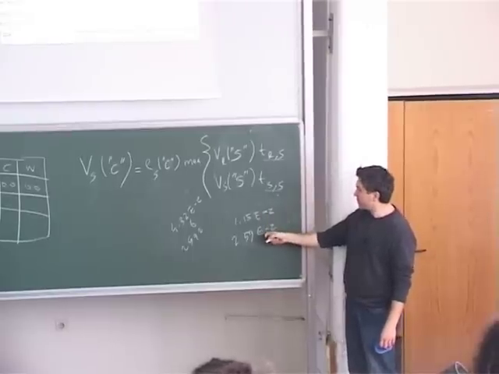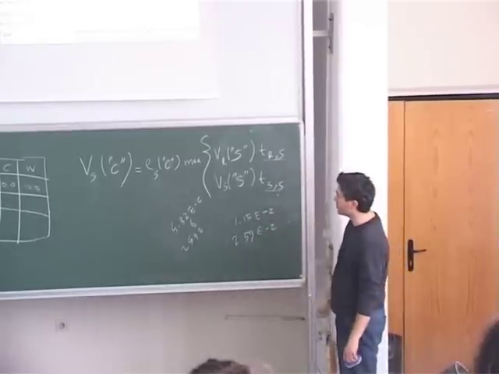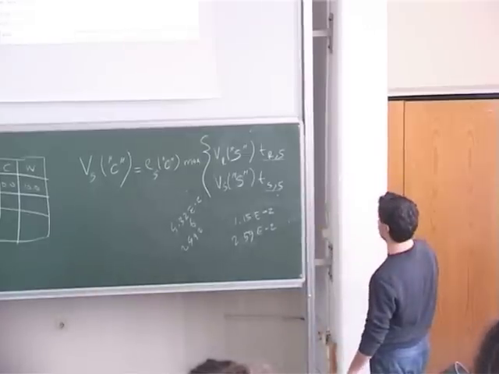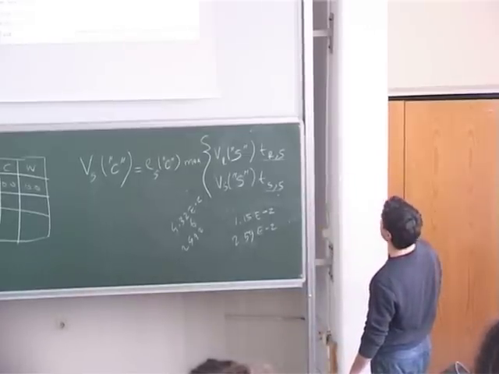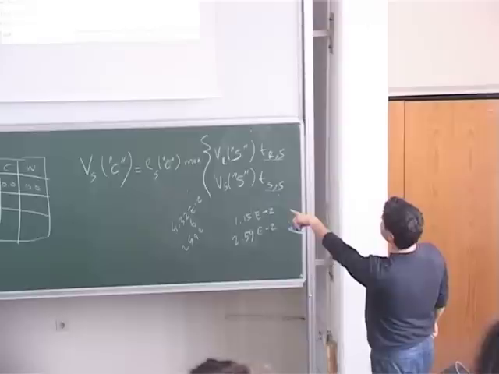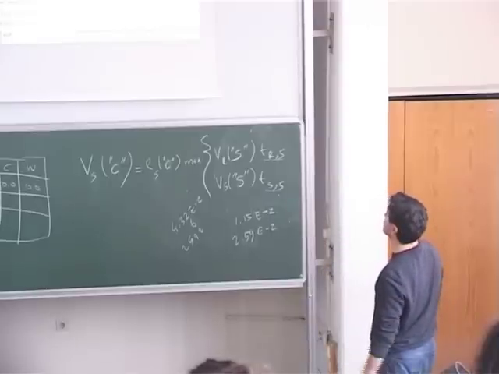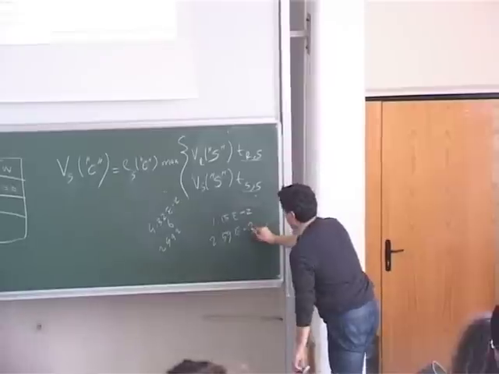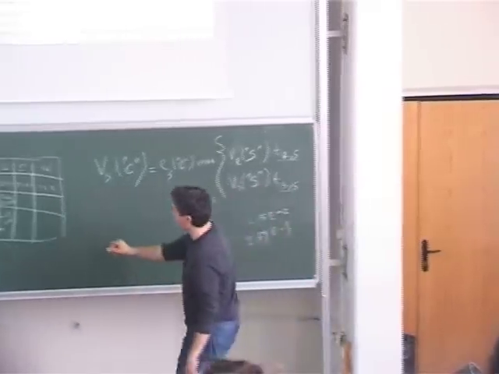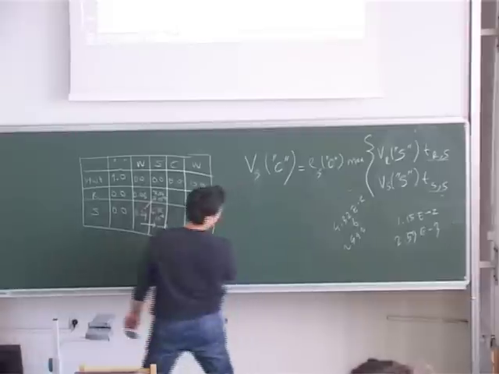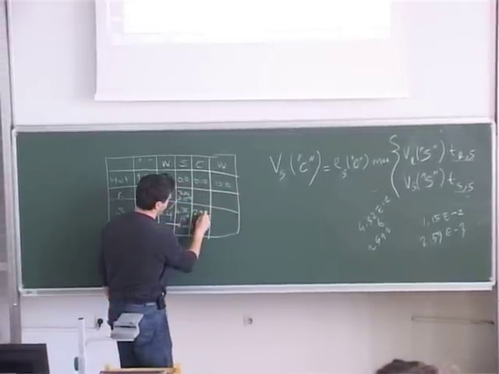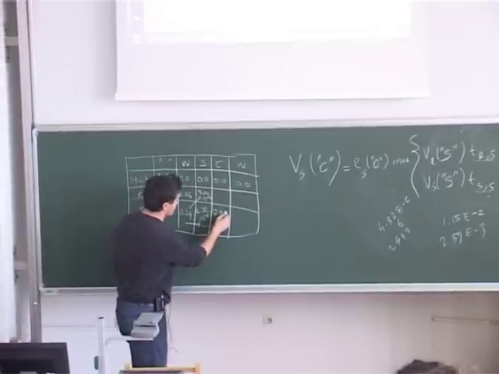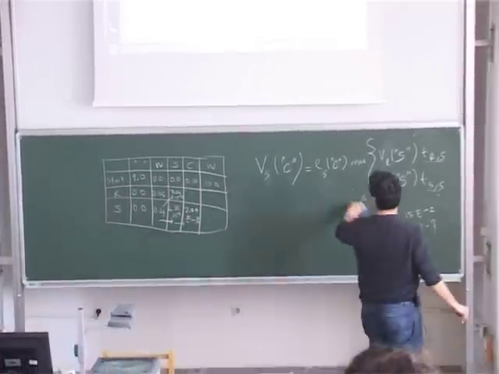This one is greater, so it's going to be 2.59 10 to the minus 2, multiplied with this emission probability of clean at sunny, so it's 0.1. So if you multiply the 0.1, it's going to be 10 to the minus 3. So here, this entry is going to be 2.59 10 to the minus 3. Now I'm going to fill in this one.